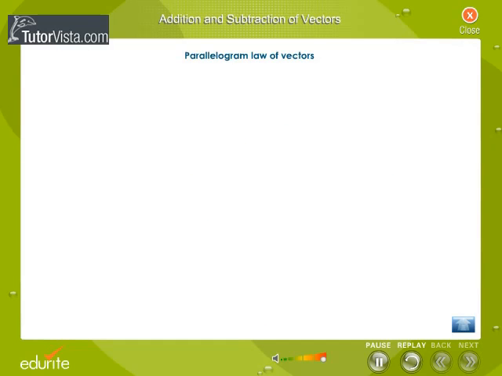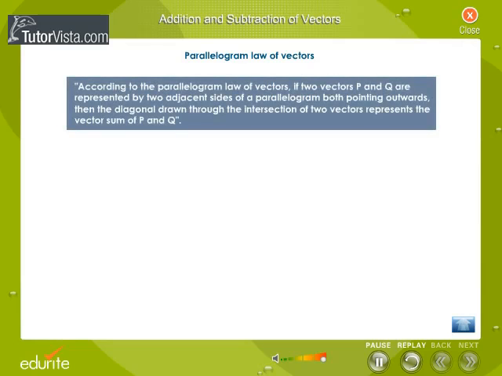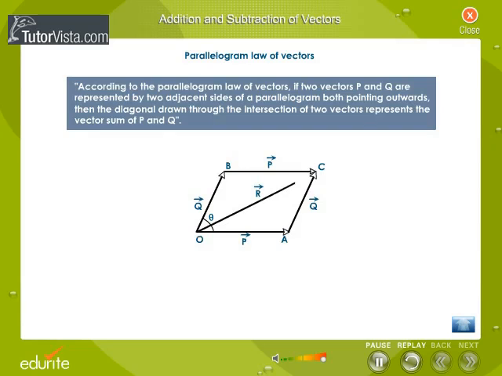Parallelogram law of vectors. According to the parallelogram law of vectors, if two vectors p and q are represented by two adjacent sides of a parallelogram, both pointing outwards, then the diagonal drawn through the intersection of two vectors represents the vector sum of p and q.